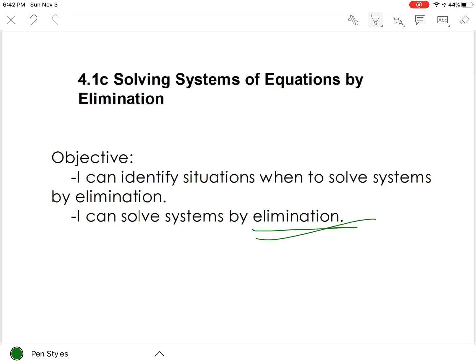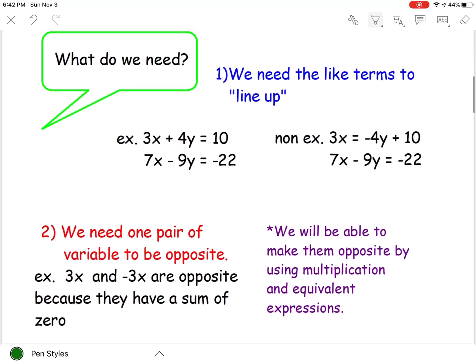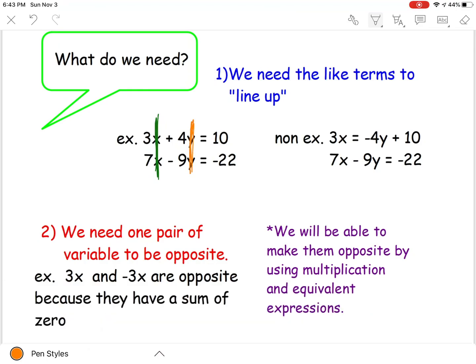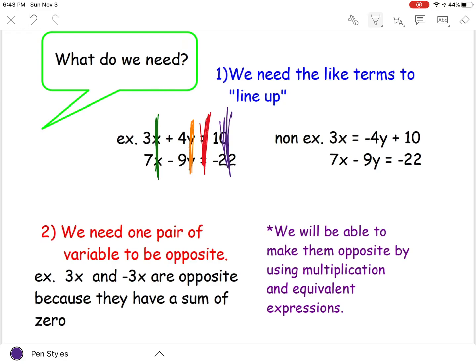Something should be eliminated, which means it should disappear, it should cancel out, it should be gone as you are solving this. So for elimination, what do we need? Couple of things. We need to line up like terms. Looking at our example, notice that when we have 3x plus 7x, our x's are lined up. And when we have plus 4y minus 9y, our y's are lined up. And then we have our equal signs lined up. And then on the other side, we've got just whole numbers.